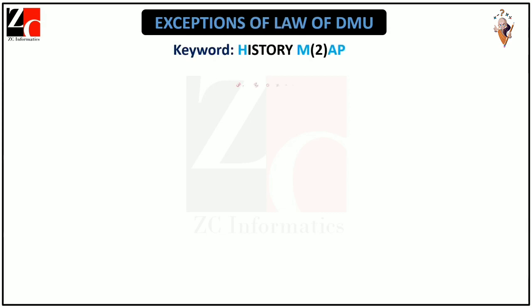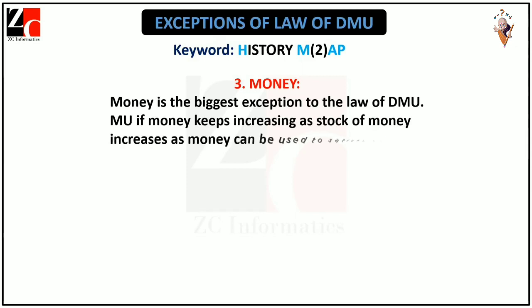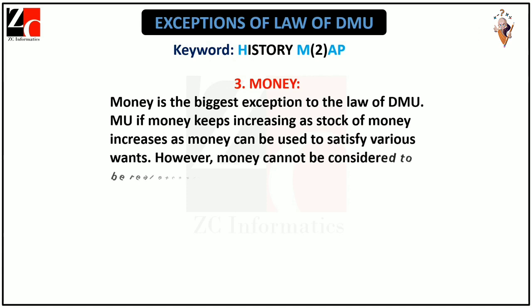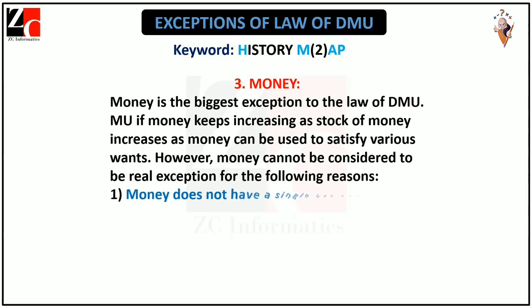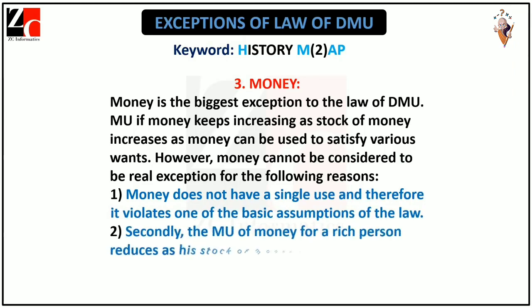Point number 3. Money. Money is the biggest exception to the law of DMU. Marginal utility of money keeps increasing as the stock of money increases, as money can be used to satisfy various wants. However, money cannot be considered to be a real exception for the following reasons. First, money does not have a single use and therefore it violates one of the basic assumptions of the law. Secondly, the marginal utility of money for a rich person reduces as the stock of money, you can say bank balance, keeps increasing.